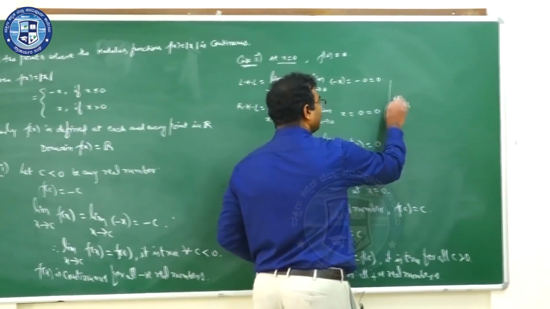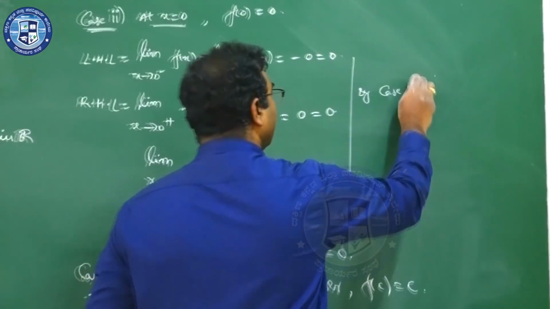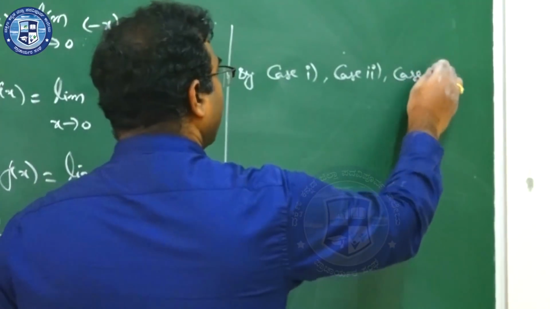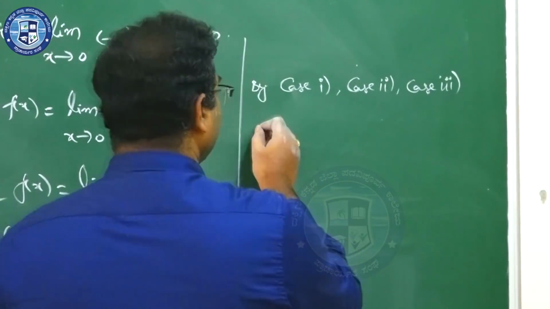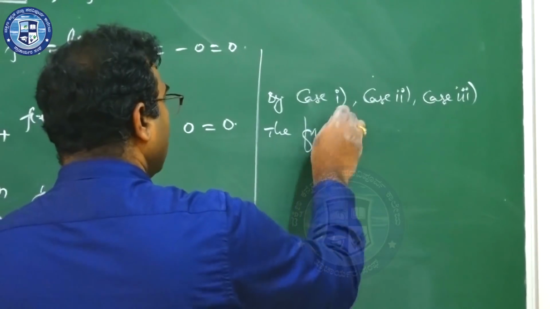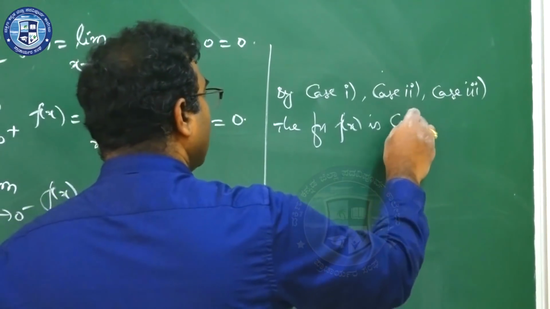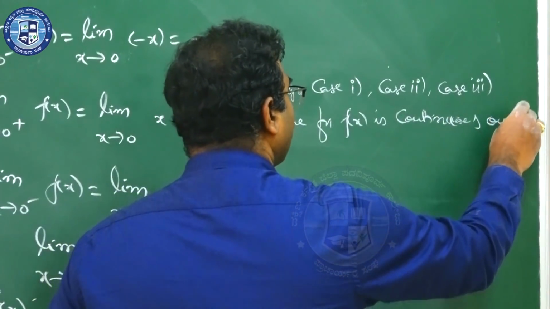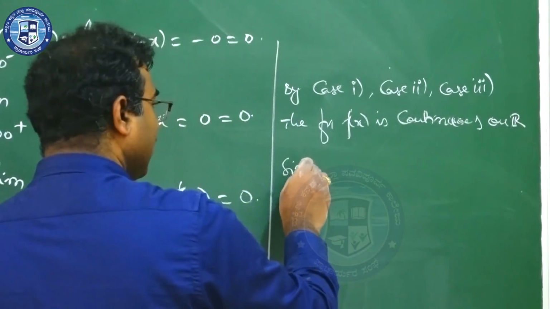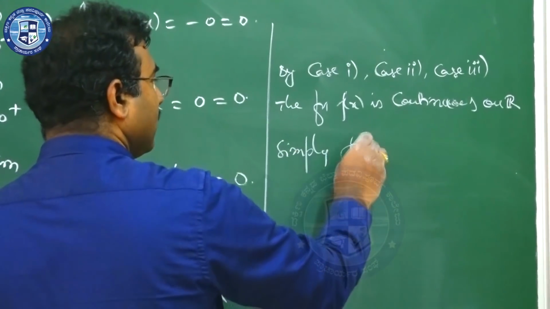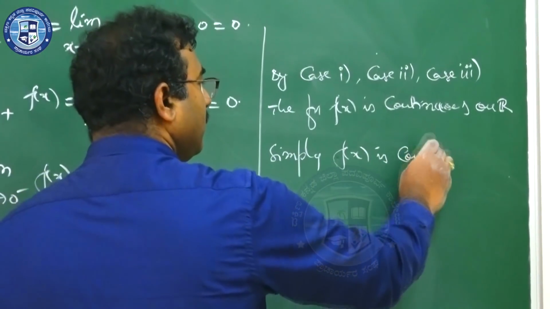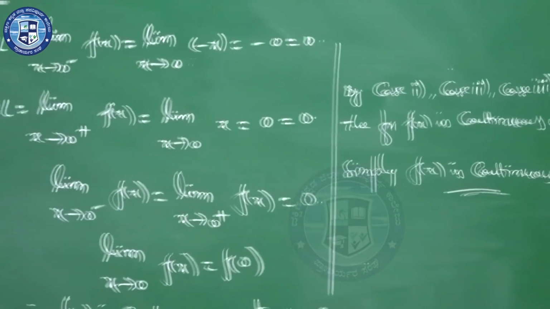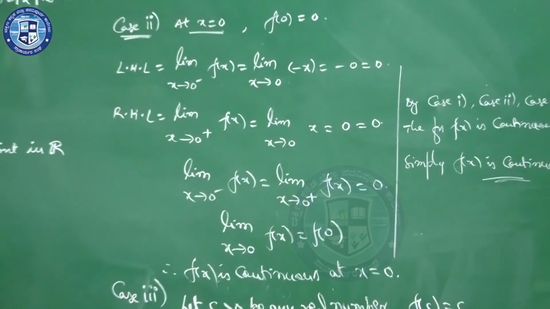Okay, by case 1, case 2, case 3, what we can conclude: the function f(x) is continuous on R, or otherwise we can simply say f(x) is continuous. There is no point of discontinuity in this.